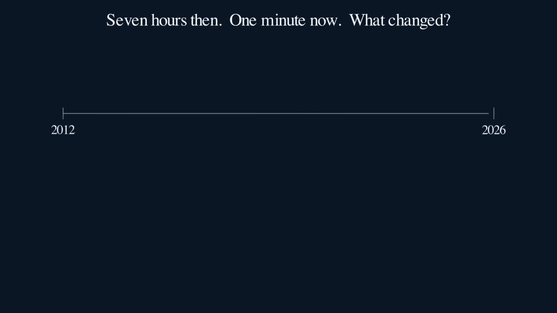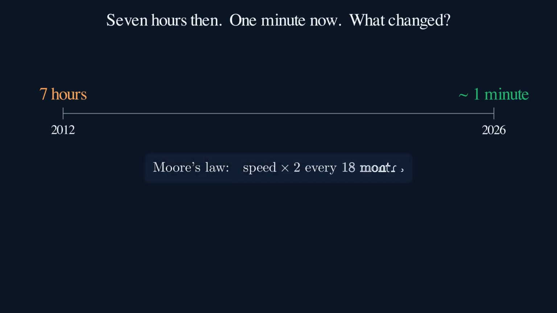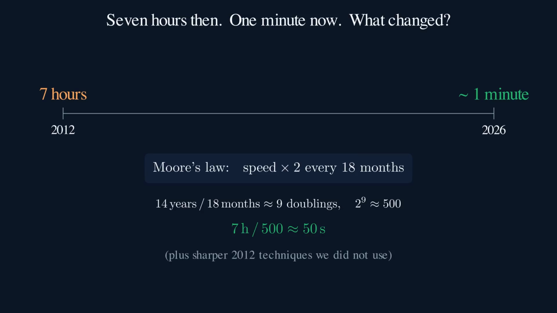Why did the 2012 team need 7 hours, while a laptop today does it in about a minute? The short answer is Moore's law. Moore's law is the observation that computer speed roughly doubles every 18 months. Over 14 years, that's about 9 doublings, a factor of 500. 7 hours divided by 500 is close to 50 seconds, very close to what a modern laptop measures. So the hardware almost did it on its own. The 2012 team also used sharper techniques on top of the basic rotational search, which is why their runtime was hours, and hours is minutes, not seconds.